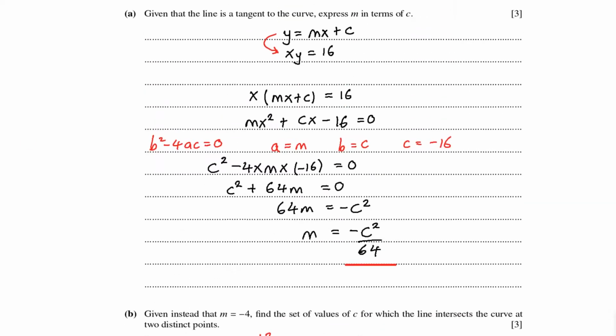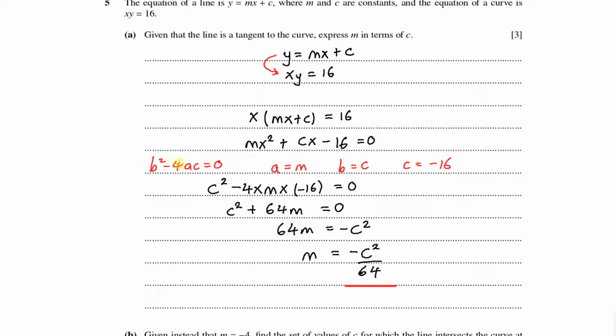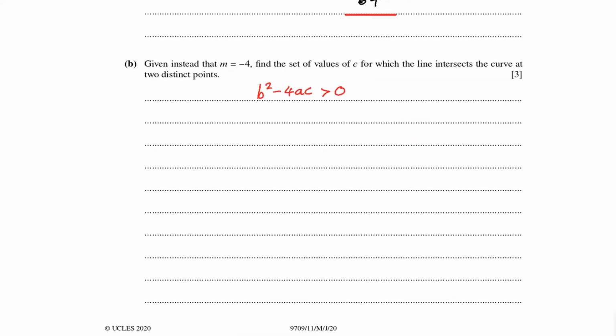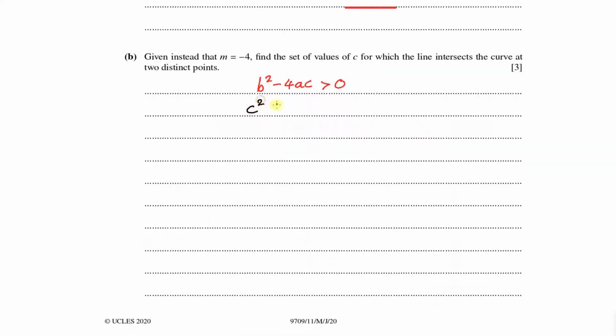So I'll take the value of the discriminant, which we obtained in part A, to be c squared plus 64m. So that's c squared plus 64m is greater than 0. Now m is equal to minus 4, so it becomes c squared plus 64 of minus 4 is greater than 0, which is c squared minus 256 is greater than 0.